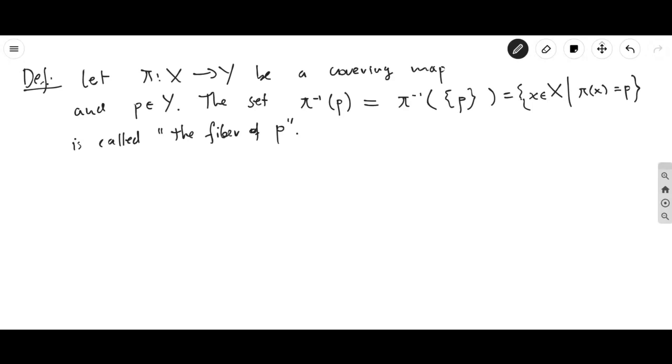So the fiber of a point is when you pull back a point. It's very similar to when you pull back an evenly covered neighborhood. The distinction here is, of course, you're not pulling back an open set, you're just pulling back a single point. But other than that, it's a very similar idea. And here is our first interesting proposition, that all fibers have the same cardinality.